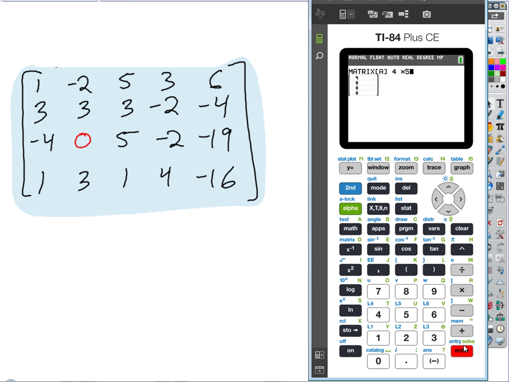And now I just fill in the blanks. Conveniently, it goes in the order of rows from left to right, just like you're reading a book. So just 1, enter, -2, enter, etc.